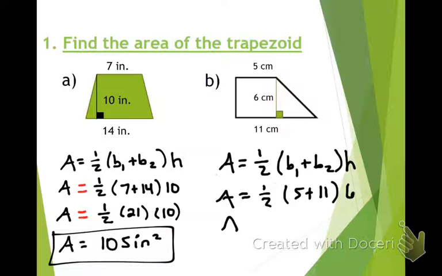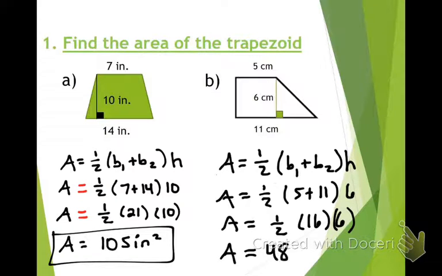What do I do first right here? Do your parentheses first. So I'm going to put it times 16 and times 6. When you do that, what do you get? 48 centimeters squared. 48 centimeters squared is correct. Raise your hand if you got that correct. All right, any questions if you did not?